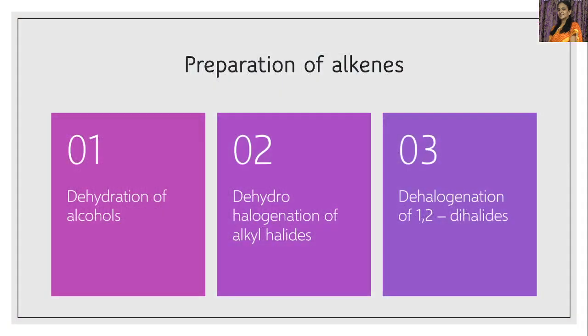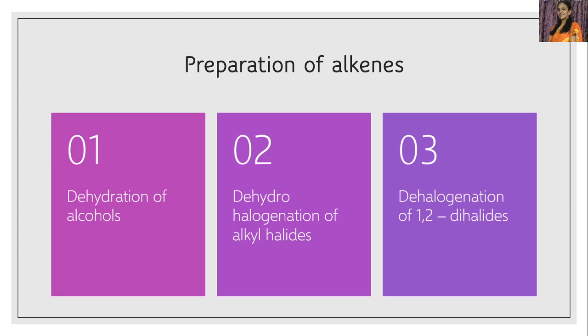Let's discuss the different preparation methods of alkenes. There are three preparations for alkenes. The first one is dehydration of alcohols. The second one is dehydrohalogenation of alkyl halides. And the third one is dehalogenation of 1,2 dihalides. So these are the three preparations of alkenes.